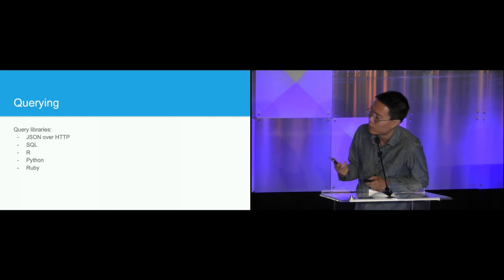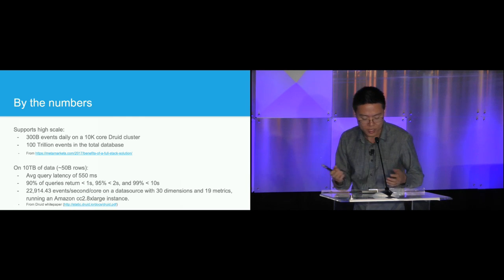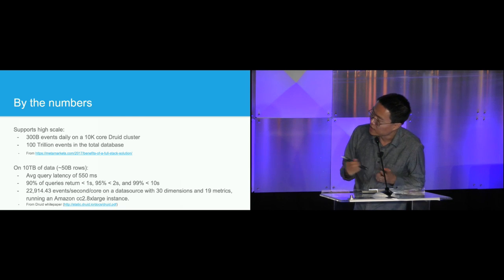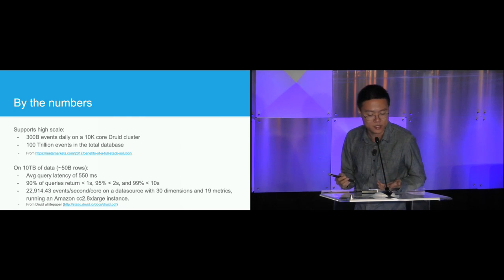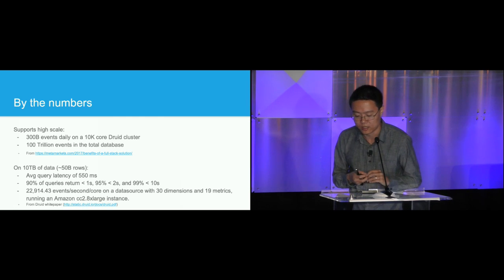By the numbers, most of these operational analytic databases are designed to be horizontally scalable. They're all designed to deal with some pretty tremendous volume. Druid in particular has a lot of public information about the size of the clusters out there. Some of these clusters are now at 100 trillion raw events, ingesting more than 300 billion events daily. And even on clusters of this size, there are average query latencies of about half a second.